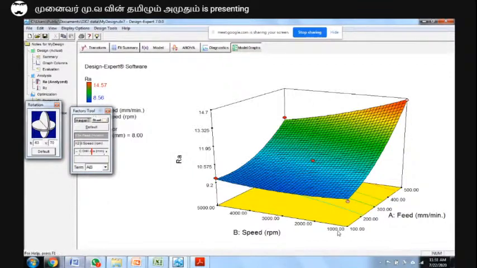The increase in spindle speed doesn't have much influence over the RA. That is point number one. Point number two, the increase in feed rate increases RA.